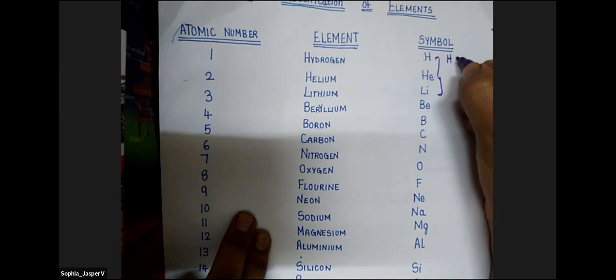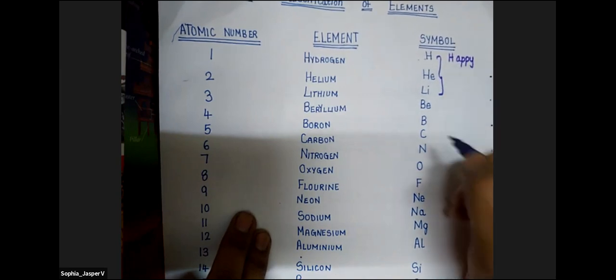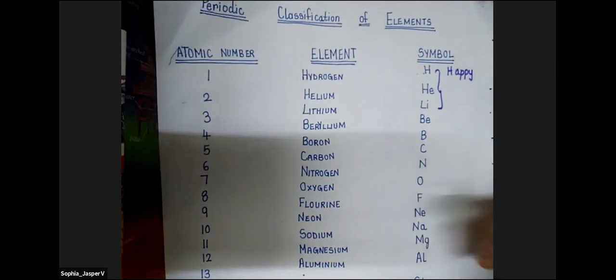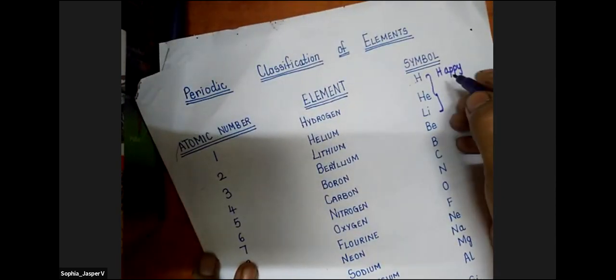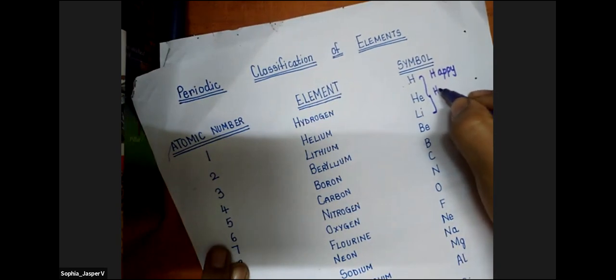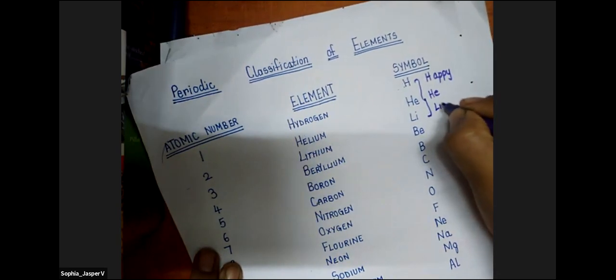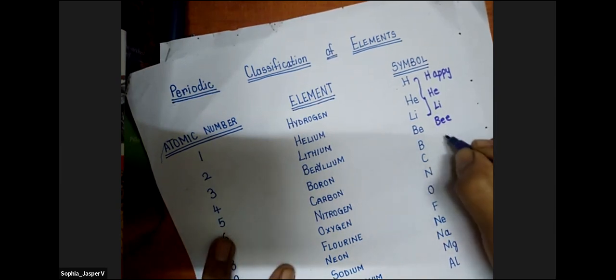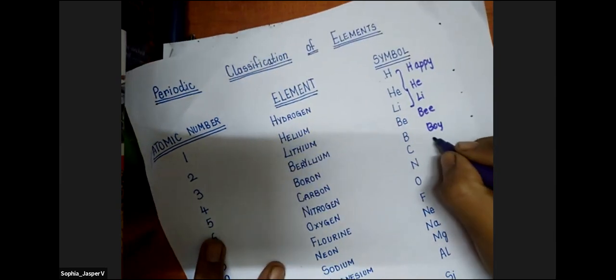H. Happy. It's a very easy way. I want you all to just have it with you. You're able to see it? Happy. Heli. B boy. Can.